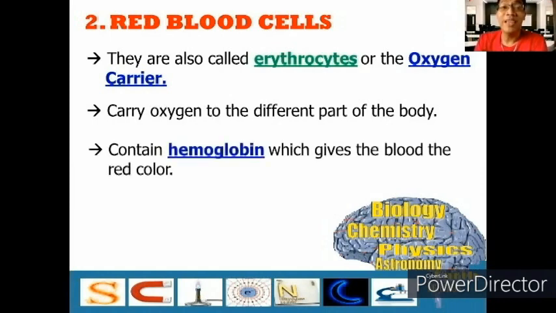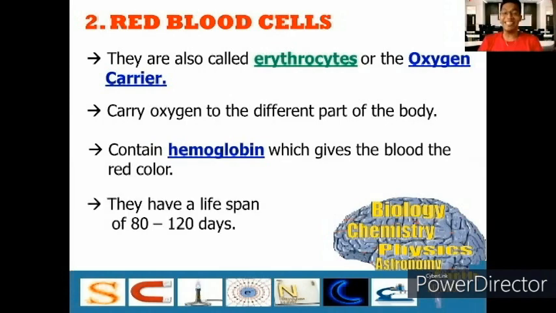And also, it contains the so-called hemoglobin, which is responsible for giving our blood its red color. Lastly, our red blood cells have a lifespan of 80 to 120 days.